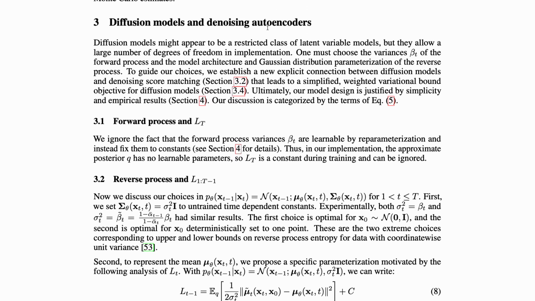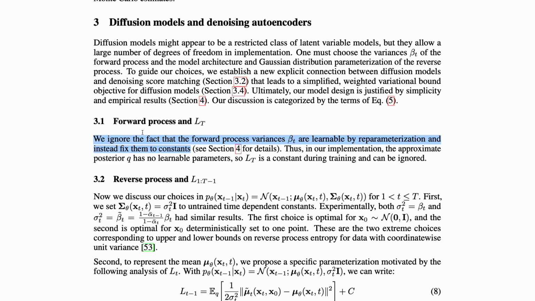So what is the forward process and LT? Okay, let's go over it. So we ignore the fact that the forward process variances beta t are learnable by reparameterization and instead fix them to constants. So it is now fixing beta t. Okay, it's not learning it. So this is interesting. Can it even learn beta t?